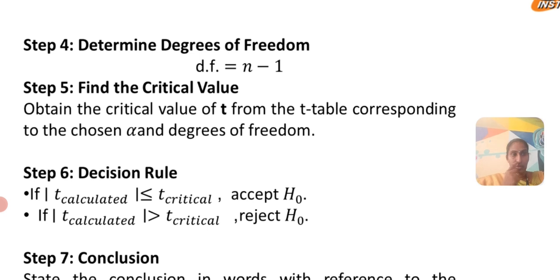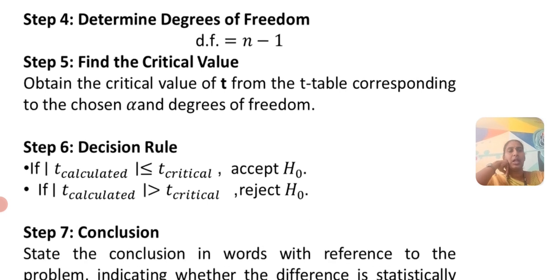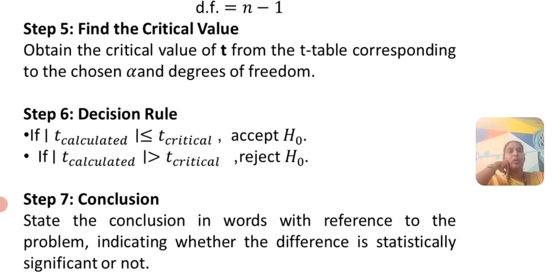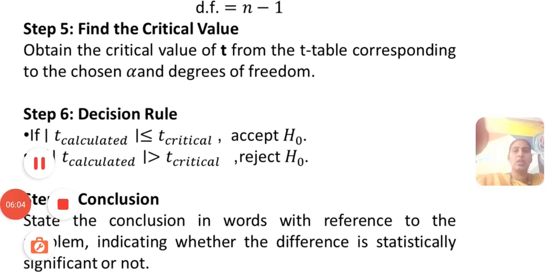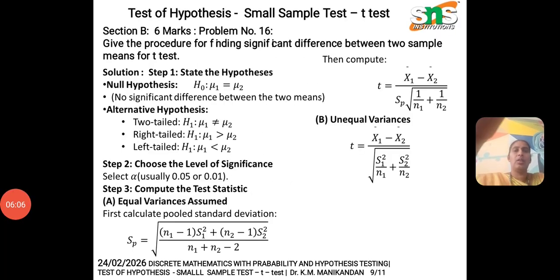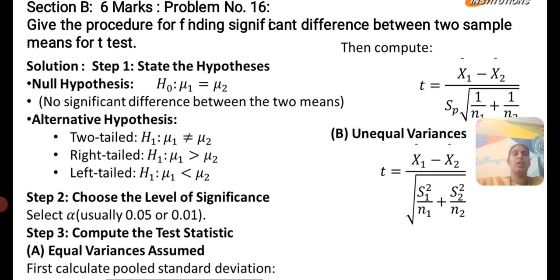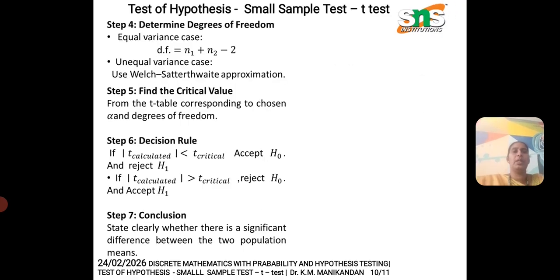Usually we obtain the critical value of t from the table corresponding to the chosen level of significance and the degrees of freedom. The decision rule is: if t calculated is less than or equal to t critical, accept H naught, and if t calculated is greater than the critical value, we have to reject the null hypothesis. Finally, we conclude whether the difference is statistically significant or not. This is the concept behind the t-test. These are the basic concepts.